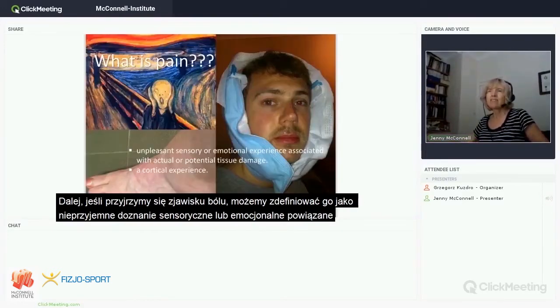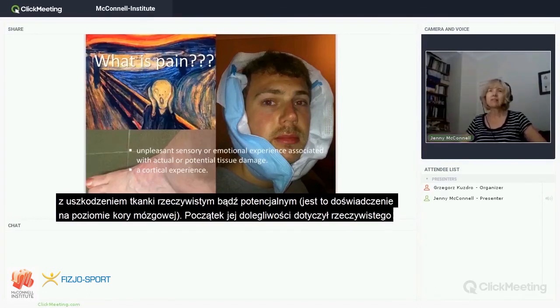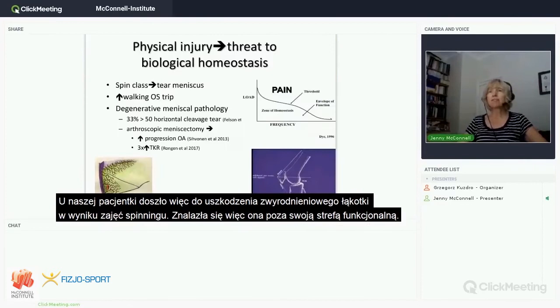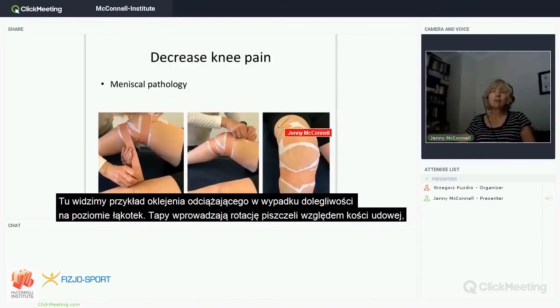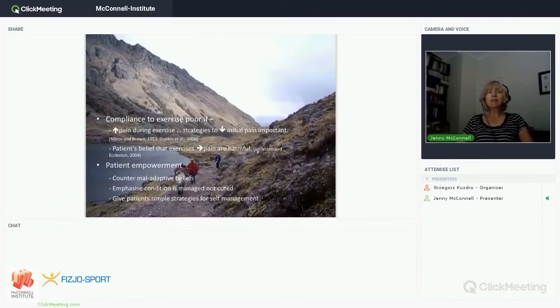If we have a look at the whole sort of what is pain scenario, in her case, she tore her meniscus, so she had the unpleasant sensory or emotional experience associated with the actual or potential tissue damage. Meniscus, she got increased pain when she was walking overseas, she got a degenerative tear of a meniscus. What can we do? We can decrease the knee pain. So we can actually unload for the meniscal pathology. So this is showing unloading for the fat pad.